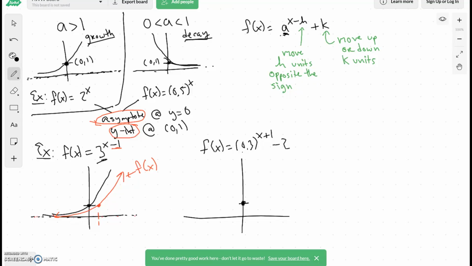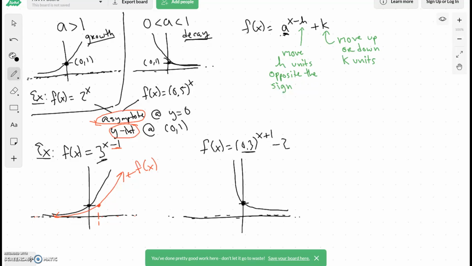Because if we look at the base, 0.3, this number is a number between 0 and 1, right? So it's going to be decaying. It's going to be going down like this, okay? Now my asymptote's still right there. Now let's go ahead and shift it, now that I know that it's going down.